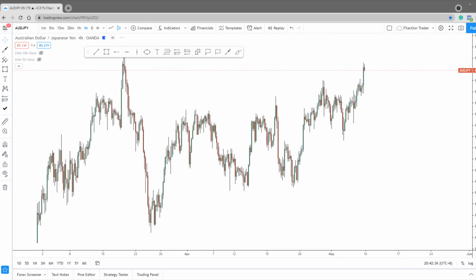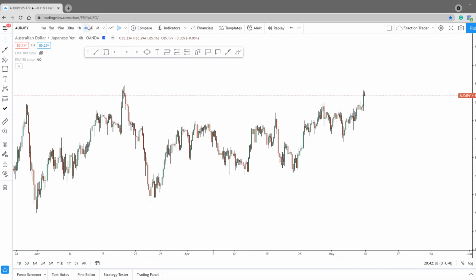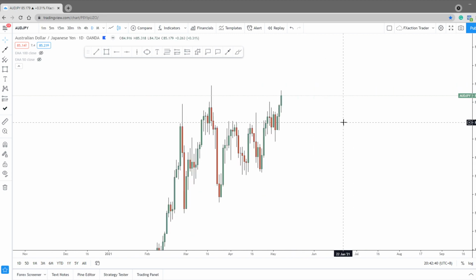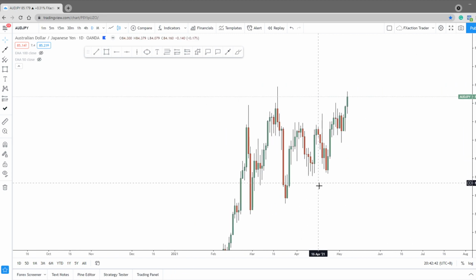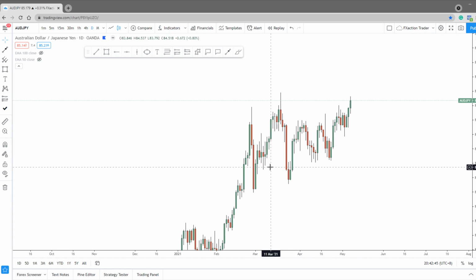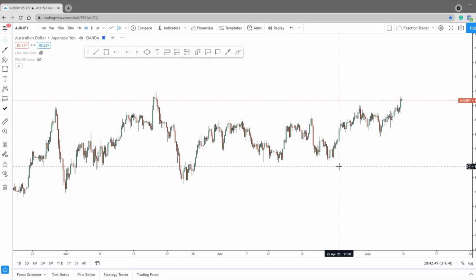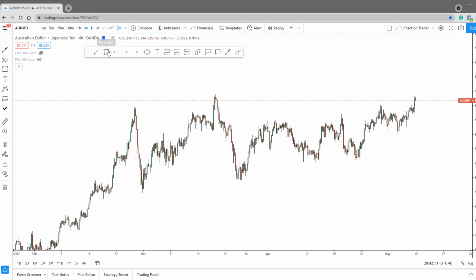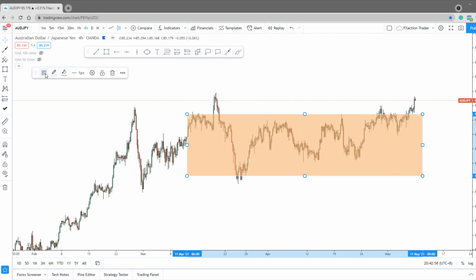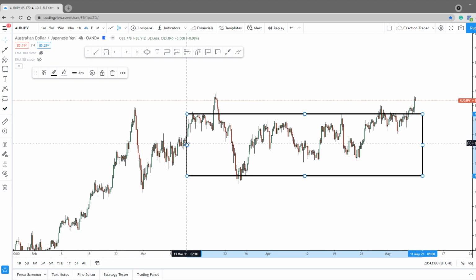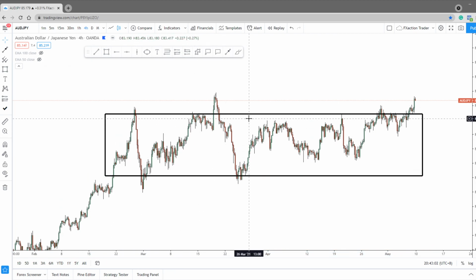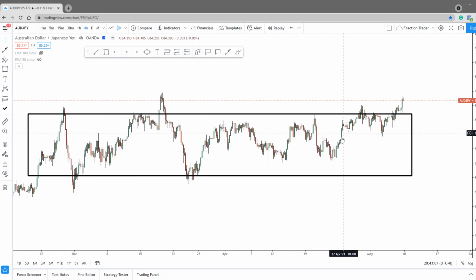So let us have a look at the Aussie Yen. Aussie Yen, I believe last week I did mention that the market is still in a very obvious uptrend. And on H4, we can see that the market is in a very big sideways movement, where we can just merely draw a box here, and the market is traveling between the high and low of this entire box.